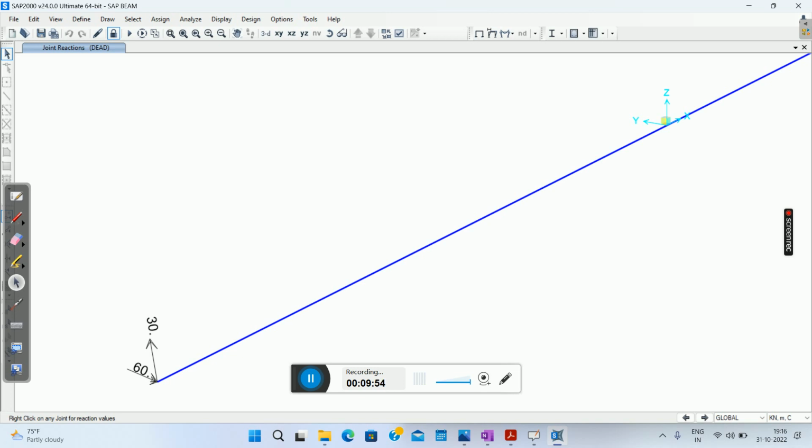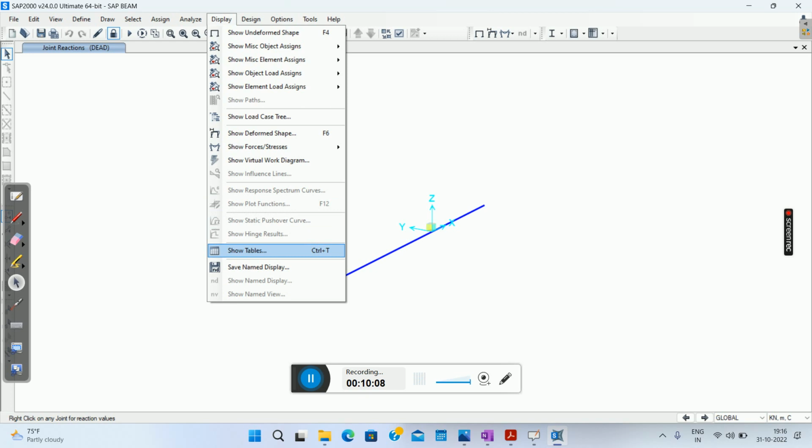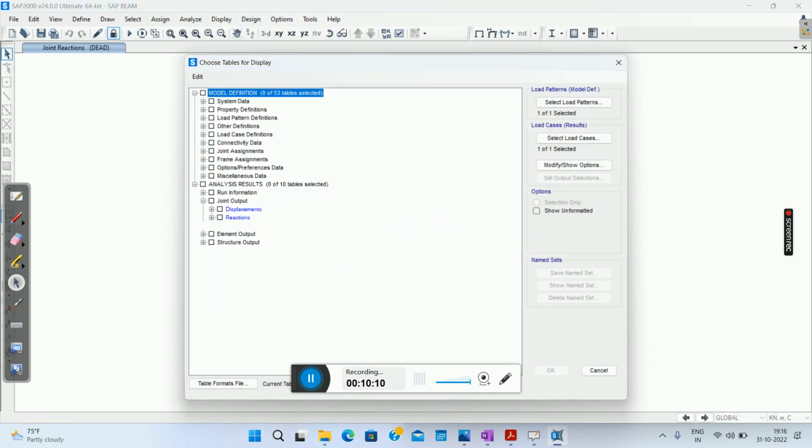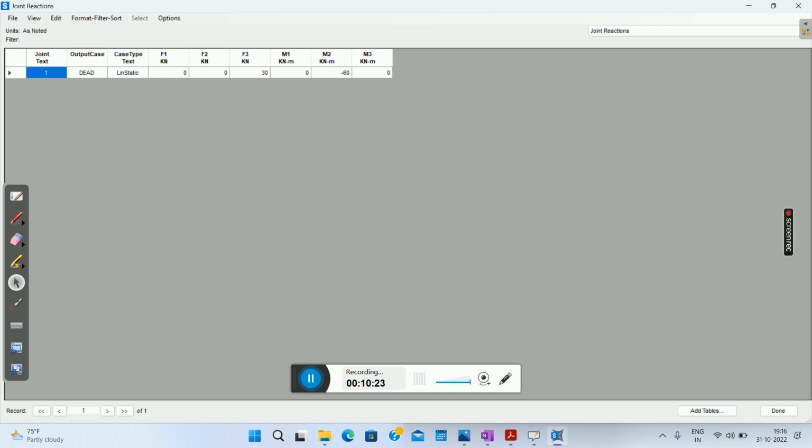Clear. So this way you can verify your manual answers by using SAP 2000 program. Otherwise you can view the same answers in tabular form. Display, show tables, joint output, reactions, joint reactions. Okay. See here. Here the vertical reaction is 30, whereas moment is minus 60.